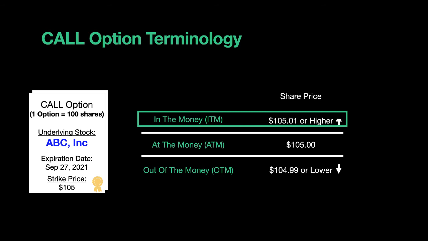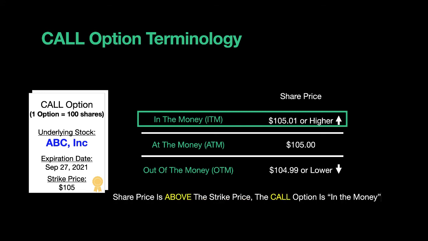And the last phrase, in the money, this happens when the share price is actually above the strike price, and so the call option is called in the money. So we see here that the share price is $105.01, that one extra penny or higher. Anything above 105 is considered in the money.